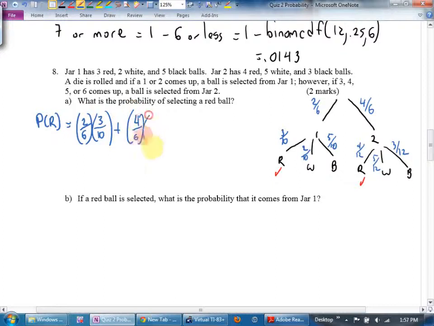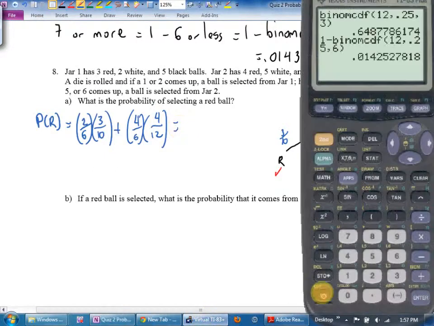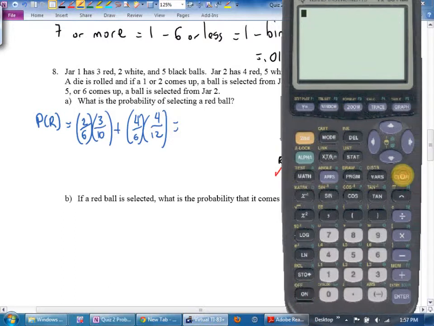Is there going to be a built-in common denominator this time? No. Then, you know what? Do yourself a favor. Use the technology. 2 out of 6 and 3 out of 10 or 4 out of 6 and 4 out of 12. Enter. Math. Enter. Enter. 29 out of 90.